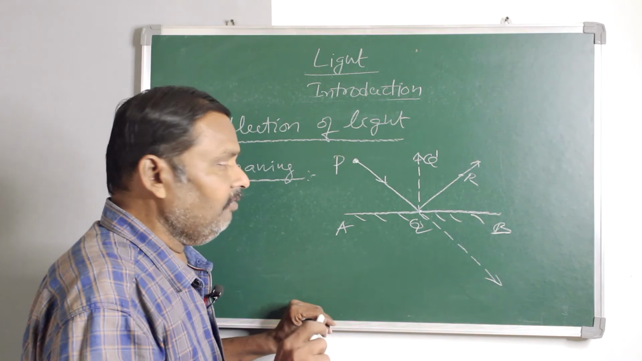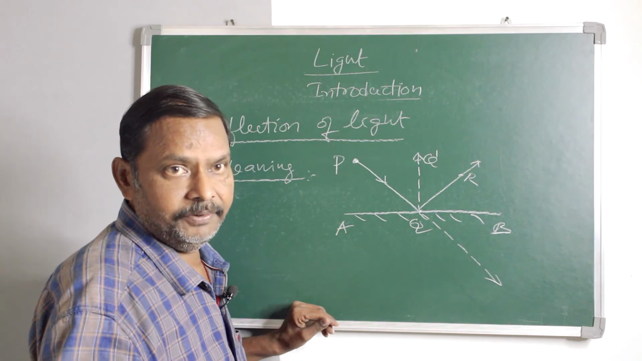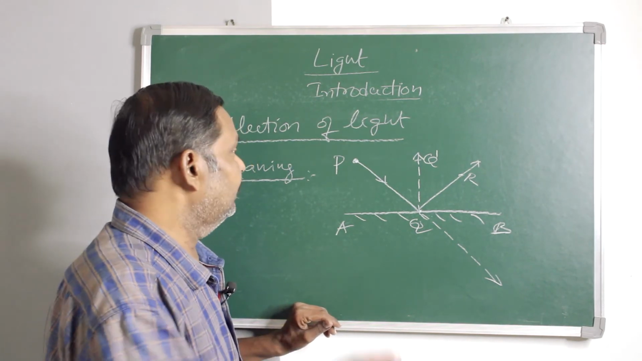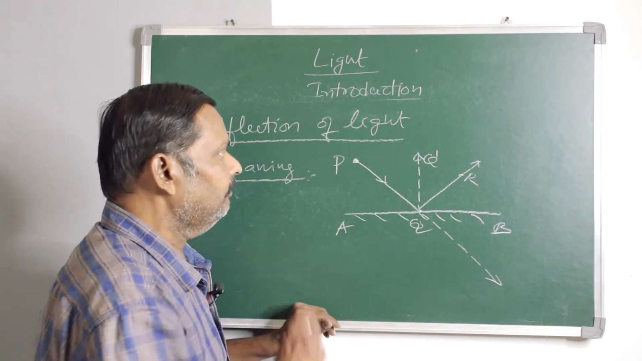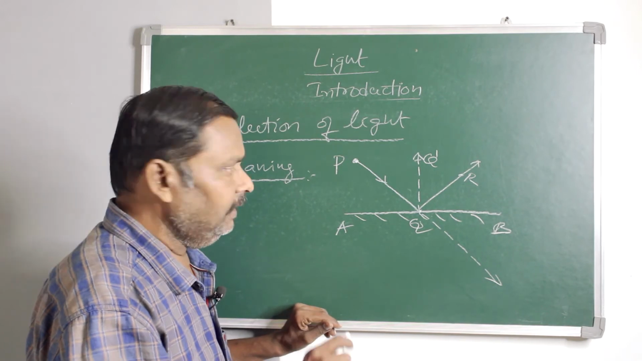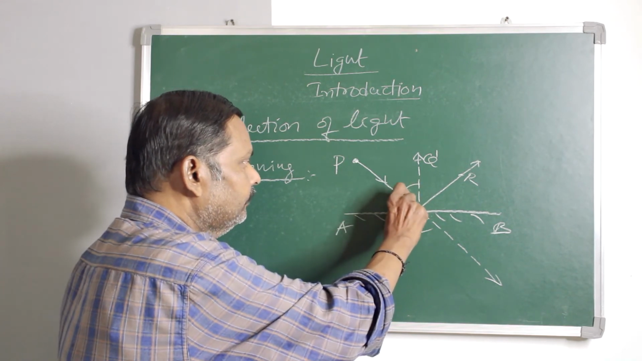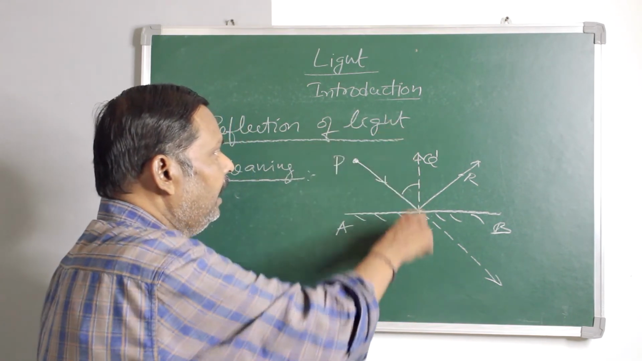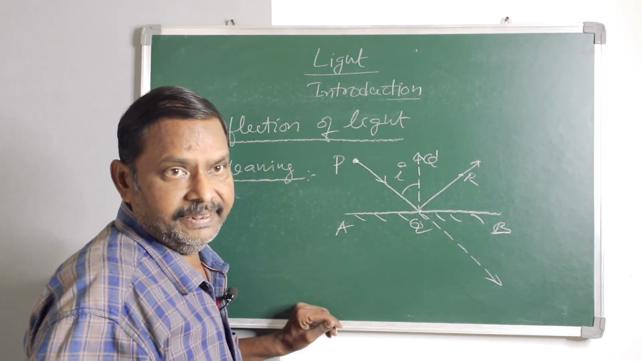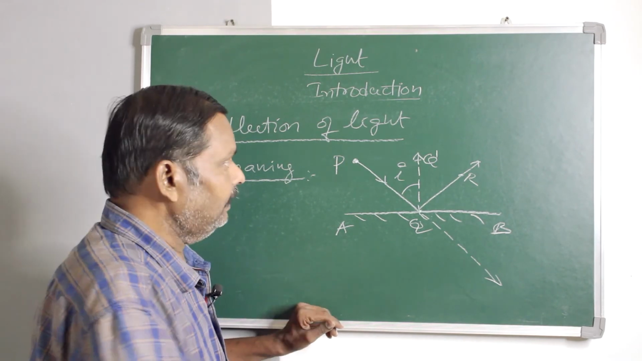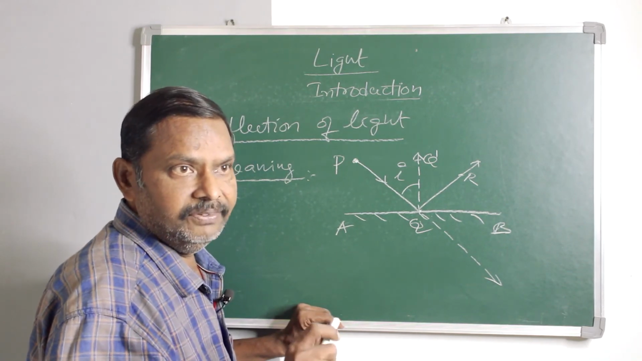So whenever a ray of light is incident on an opaque object, it bounces back into the same medium. This phenomenon is called reflection of light. And here PQ is the incident ray, QR is the reflected ray, QQ dash is the normal, AB is the opaque surface. At the same time, see this angle. Angle between normal and incident ray is called angle of incidence. The angle between incident ray and normal. PQ is the incident ray, QQ dash is the normal. This angle is called angle of incidence.